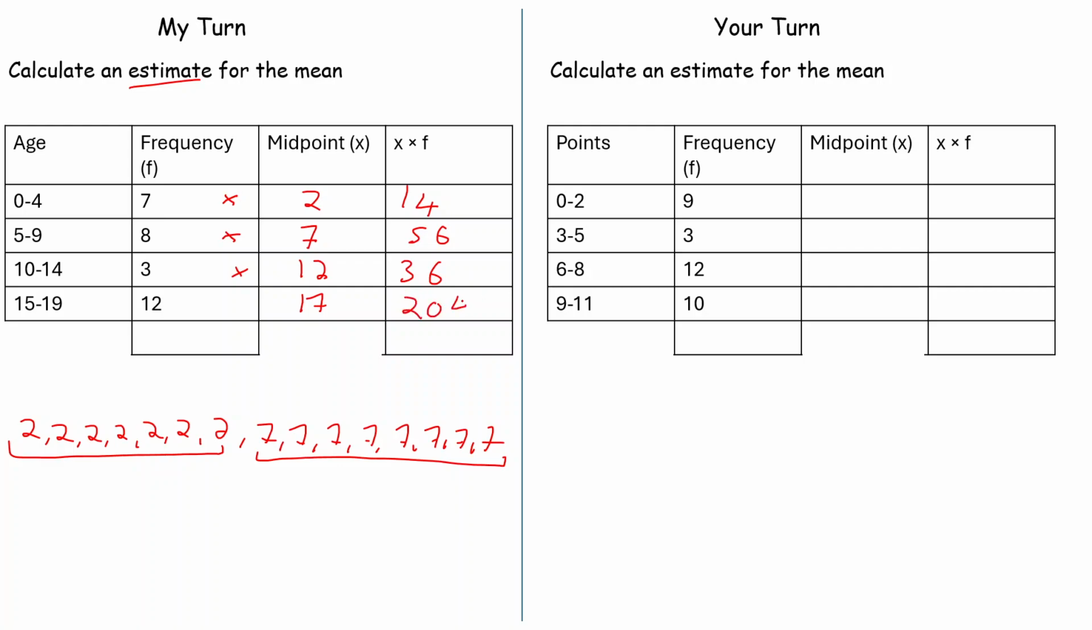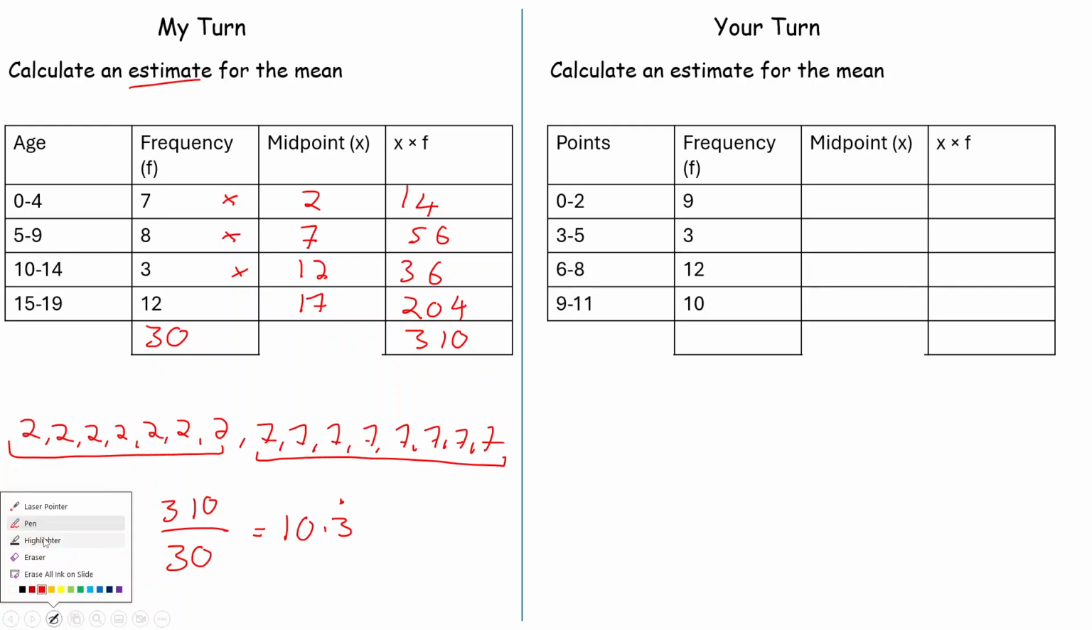The same principle applies to find the mean. You still add up all of your data points, which is this part all added up together. So 14 add 56 add 36 add 204 is equal to 310. That's the total of all your things added together. And you're dividing by your total frequency, which is 7 add 8 is 15, add 3 is 18, add 12 is going to be equal to 30. So you're doing 310 divided by 30, which is equal to 10.3 recurring. So 10.3 recurring is your answer for the mean.